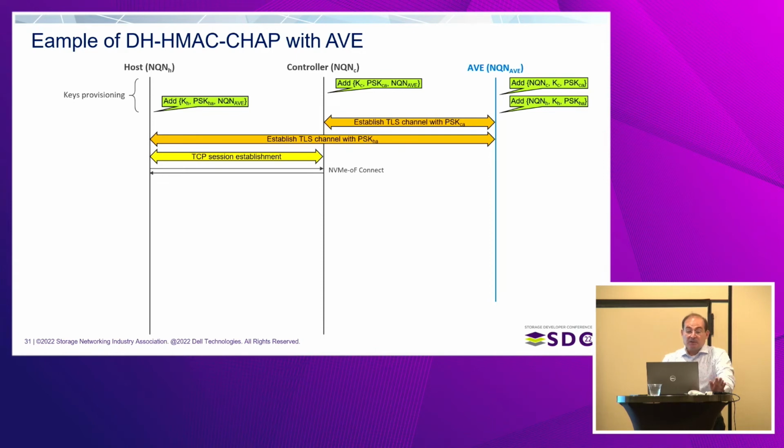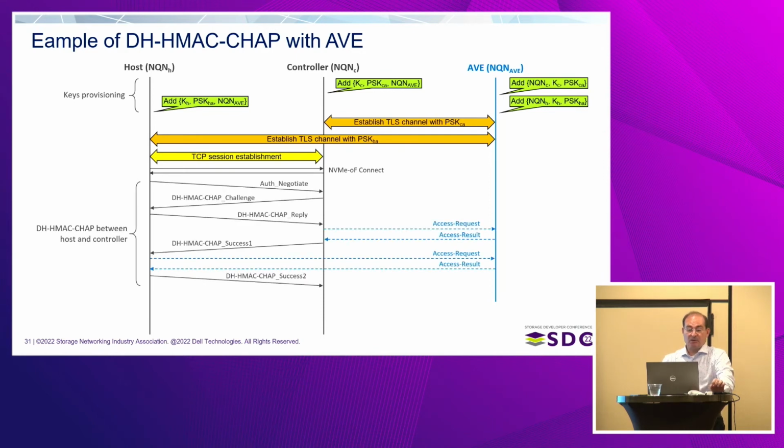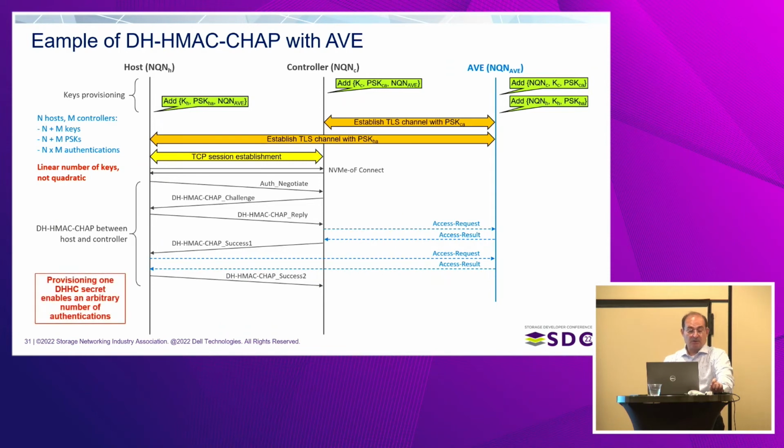Now you can have your TCP session establishment with your NVMe-oF connect command. You perform all your DH-HMAC-CHAP and you leverage the AVE for the authentication verification function. So everything I need to have, I need N plus M keys, N plus M PSKs in order to support N times M authentications. So I need a linear number of keys, not quadratic. I drastically reduce the problem there. And it's just a one-time configuration. So I provision one DH-HMAC-CHAP secret, and this enables an arbitrary number of authentications over my fabric.